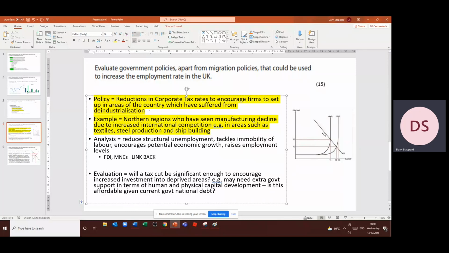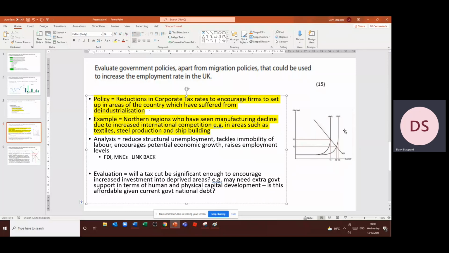I can now link in my diagram to the right hand side. This lower corporate tax rate would incentivise more UK firms, but also more foreign firms, to want to invest into the UK economy. This would mean that the LRAS curve would shift outwards. And what you can see from the diagram is that when the LRAS moves outwards, we get to potential economic growth, then there will also be an increase in the output of the economy.